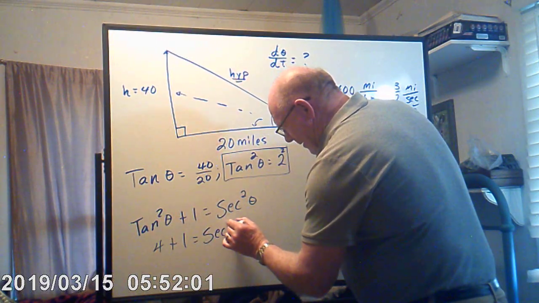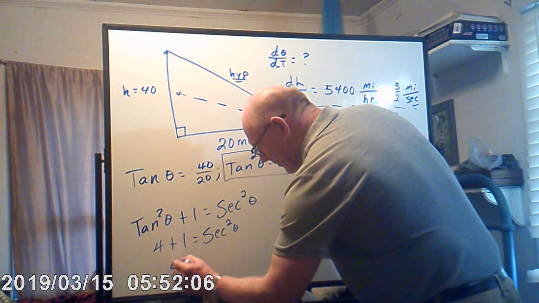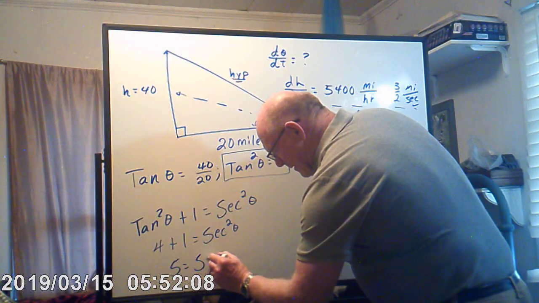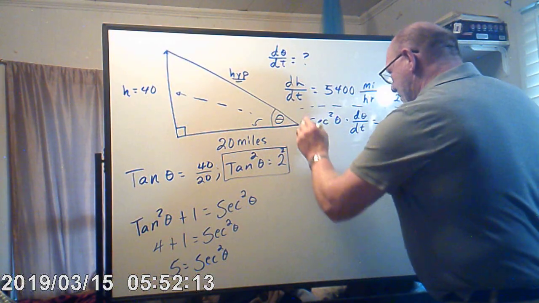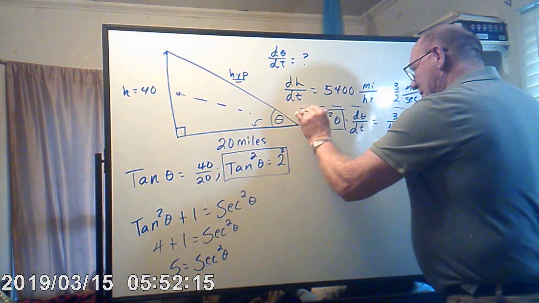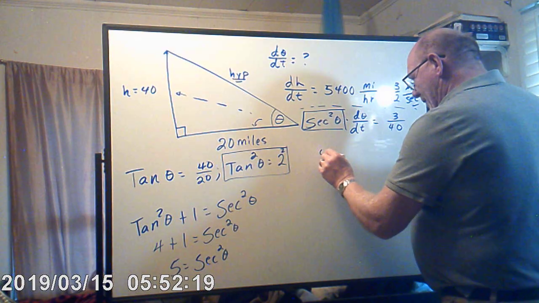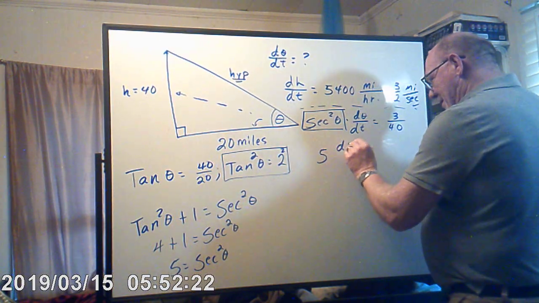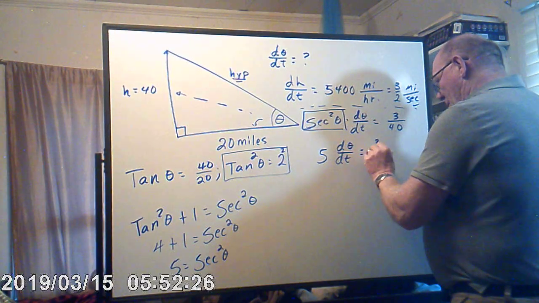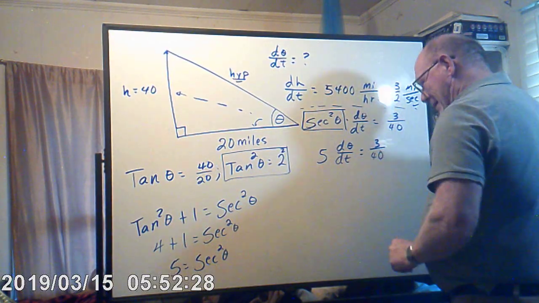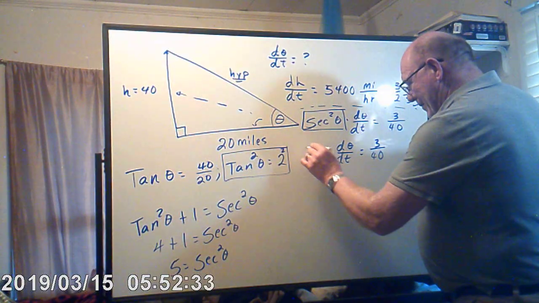Secant squared theta. Boy, that's tough. This is not one of the easier problems, I promise you. Now in place of secant squared, I can now put 5. 5 is equal to secant squared. So 5 times d theta over dt, and then I'm going to divide by 5 or multiply by 1/5.